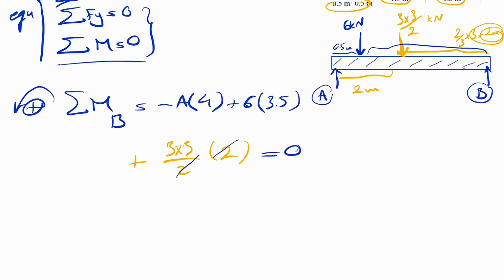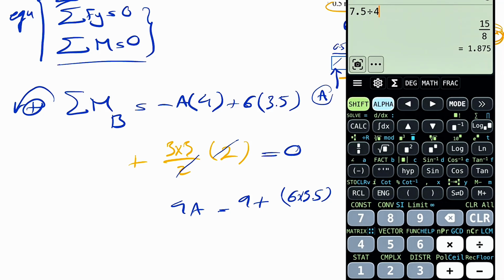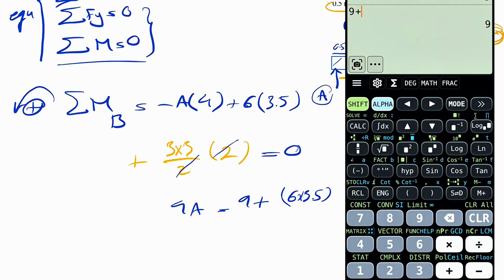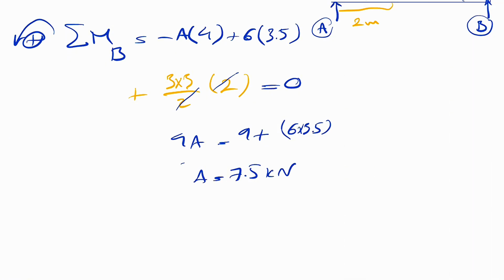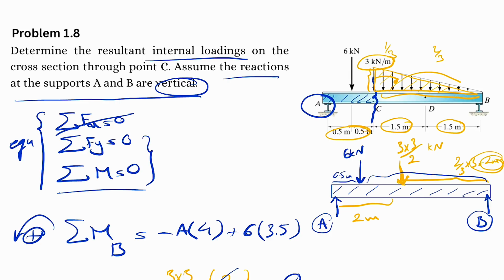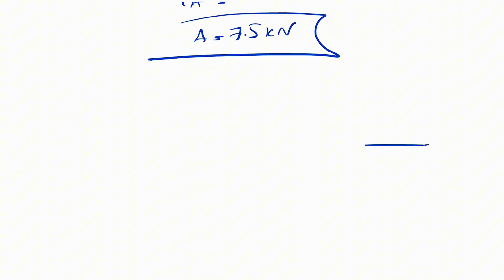So equals 0, these two will be cancelled out, and 4A is equal to 9 plus 6 times 3.5. So let's just calculate this. So yeah, the A will be 7.5 kilonewtons. All right, now that we have A, it's pretty easy. You just have to draw the free body diagram for this part of the beam and show all the forces that we have. So that's our section at C. We have the AY in here, or the A, 7.5 kilonewton.